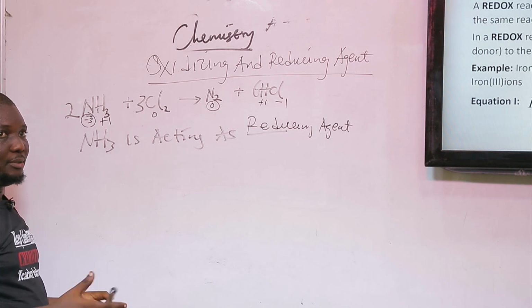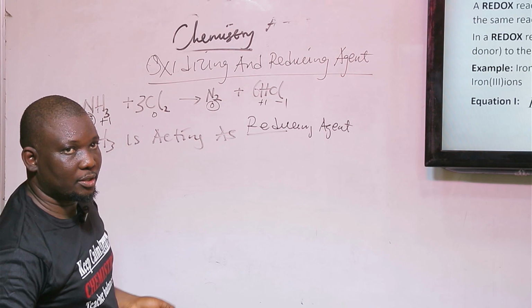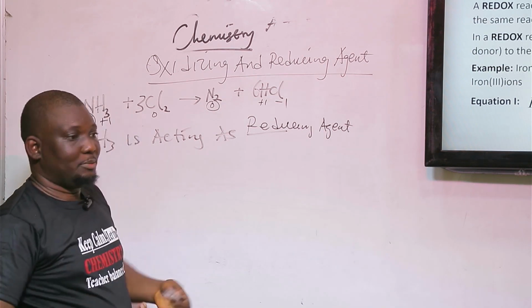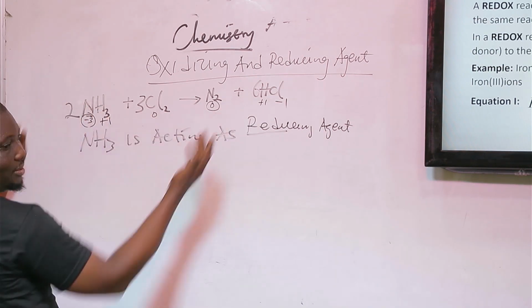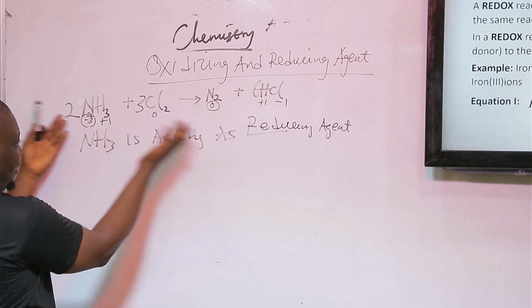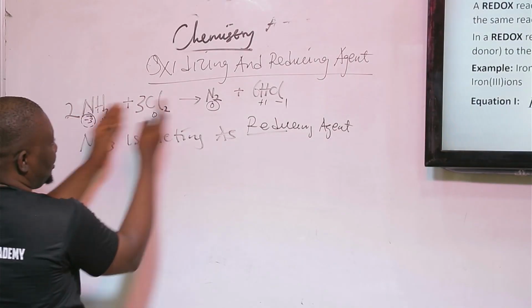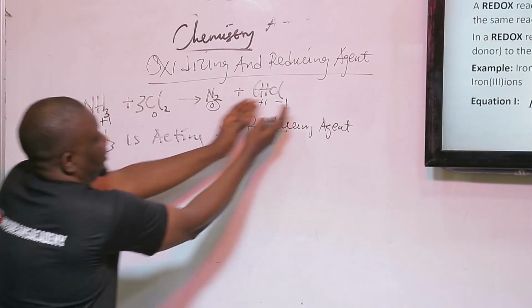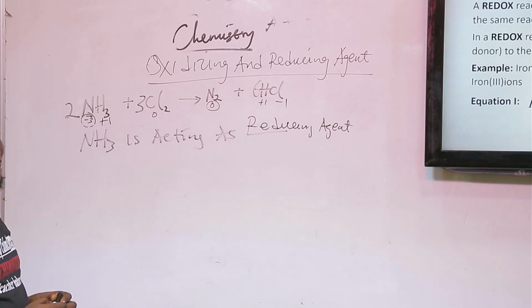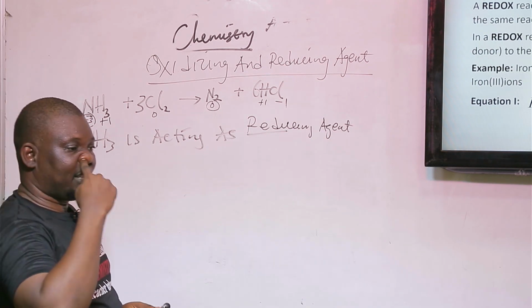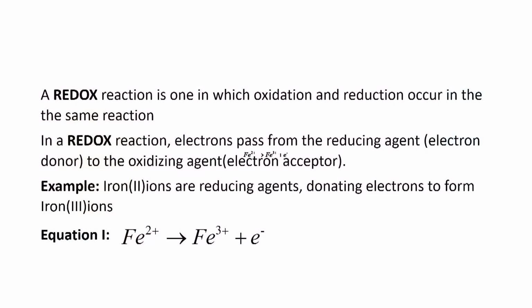Are you with me now? A redox reaction is one in which oxidation and reduction occur in the same reaction. This reaction is a redox reaction, in the sense that you can see that this nitrogen here is oxidized, and this chlorine here is reduced. So this is a redox reaction. And you must take notes. In a redox reaction, electrons must be transferred from a reducing agent to an oxidizing agent.